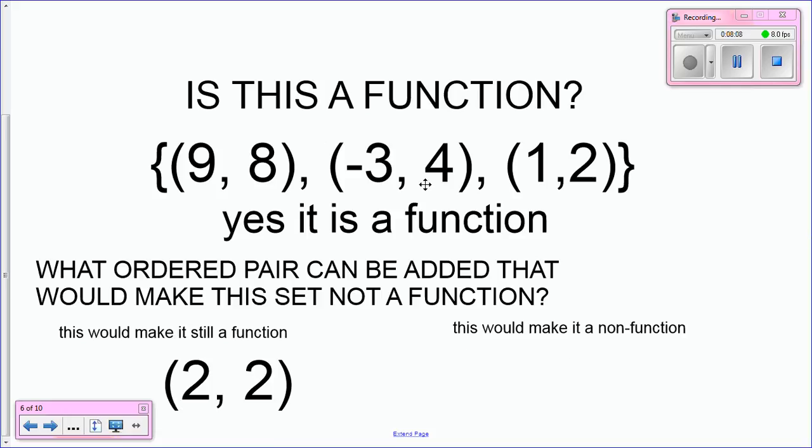But if we wanted to pick one that would make it not a function anymore, if we pick the same x and a different y, it'd be matched up with 2 different things. Like -3 is now matched with the 4 and the 1. So because it's matched with 2 different y's, it's no longer a function.